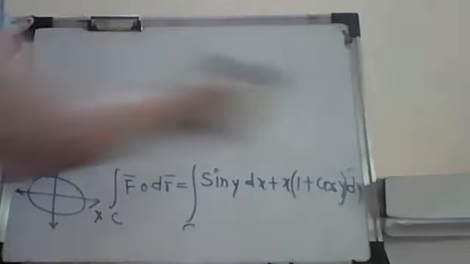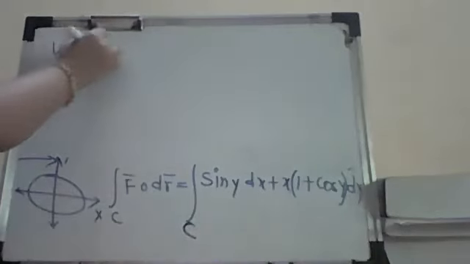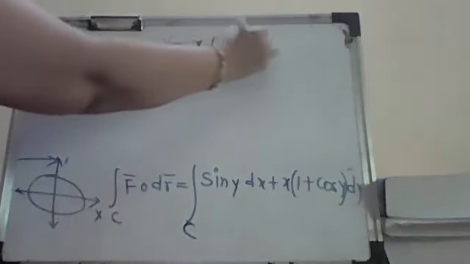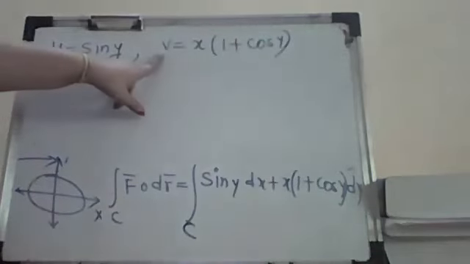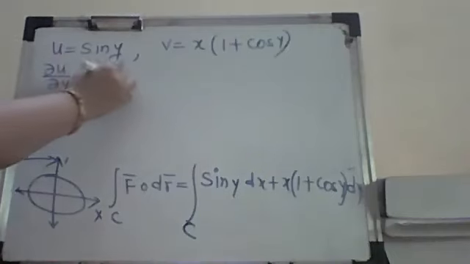So you can see here, this is over the curve C, where u is sine y and v is x into 1 plus cos y. Correct? Now what I have to take is the partial derivative of v with respect to x and the partial derivative of u with respect to y. So what is del u by del y? That is cos y, since the derivative of sine y is cos y.